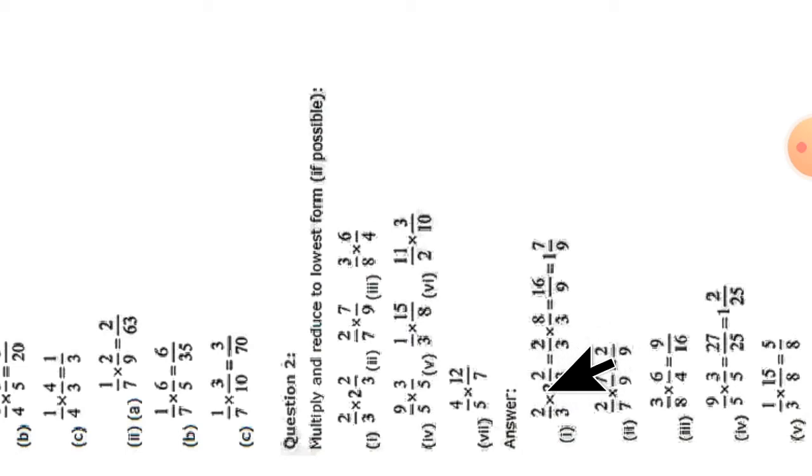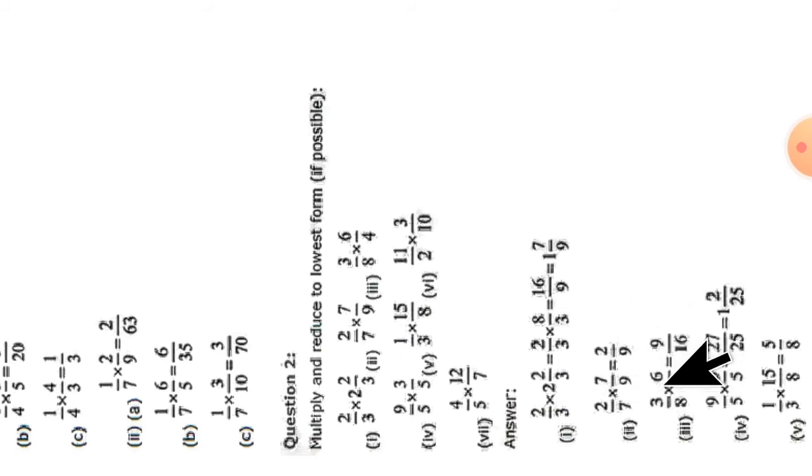3 2s are 6, 6 plus 2 is 8. So 2 upon 3 into 8 upon 3 equals 8 2s are 16 and 3 3s are 9. So 16 upon 9. Divide 16 by 9, you will get 1 integer 7 upon 9. 2 upon 7 into 7 upon 9, 7 will be cut. So 2 upon 9.